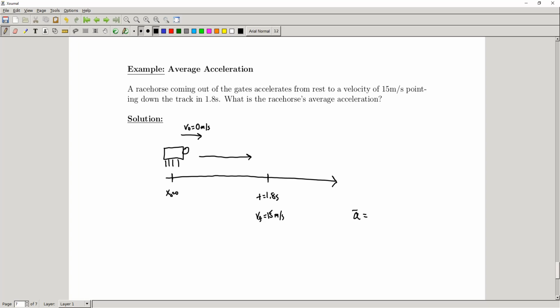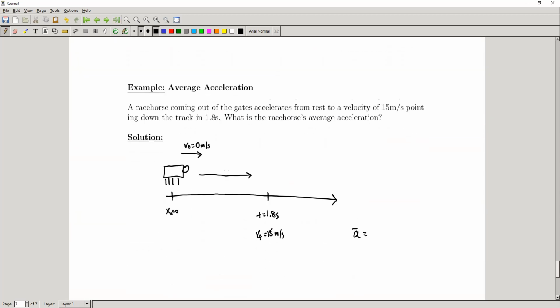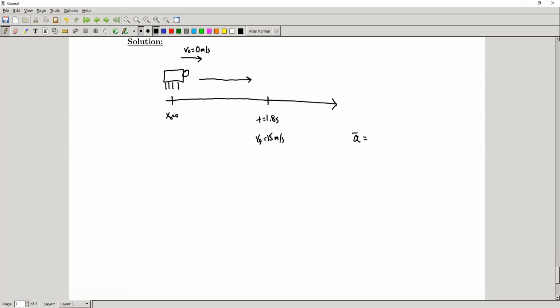Well, to start off, we need our definition of average acceleration, and we can grab that from here. So that's just our final velocity minus our initial velocity over the time it took. Okay, so that's velocity final minus velocity initial over the time it took to make that change in velocity. And this is basically the equation that we're going to want to work with, so I'm just going to box that off here.